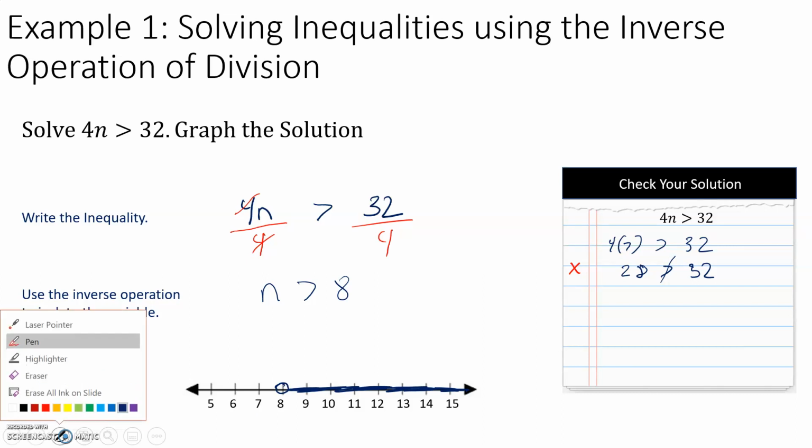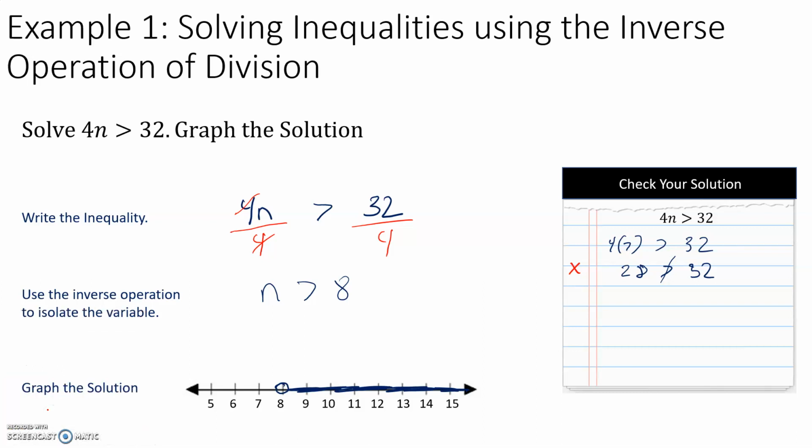Let's try it with 9. I'm going to put 9 in place of n. So 4 times 9 greater than 32. 4 times 9 is 36, and is 36 greater than 32? The answer is yes. It's a bigger number. So 9 is a solution. I could use any number, it doesn't matter. If I were to use 10, it's still going to be greater than 32, whereas if I would use 6, it's still going to be less than 32.